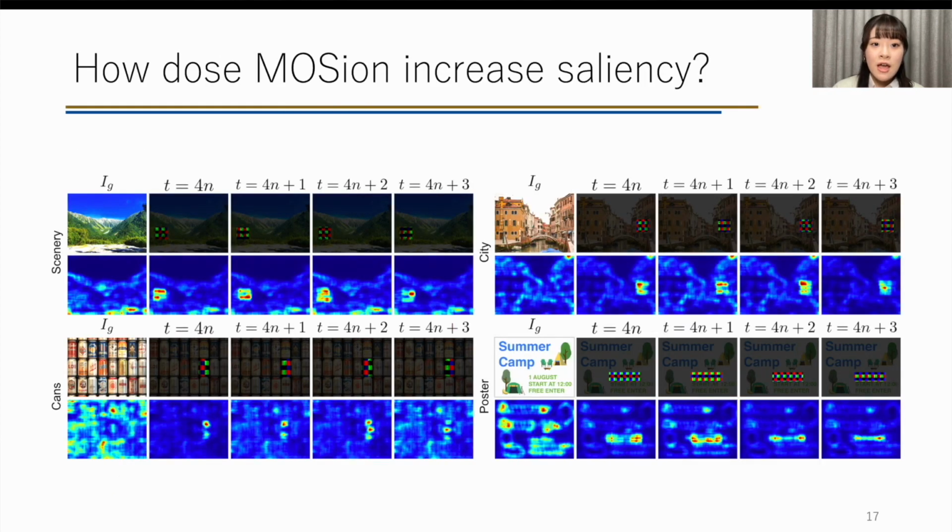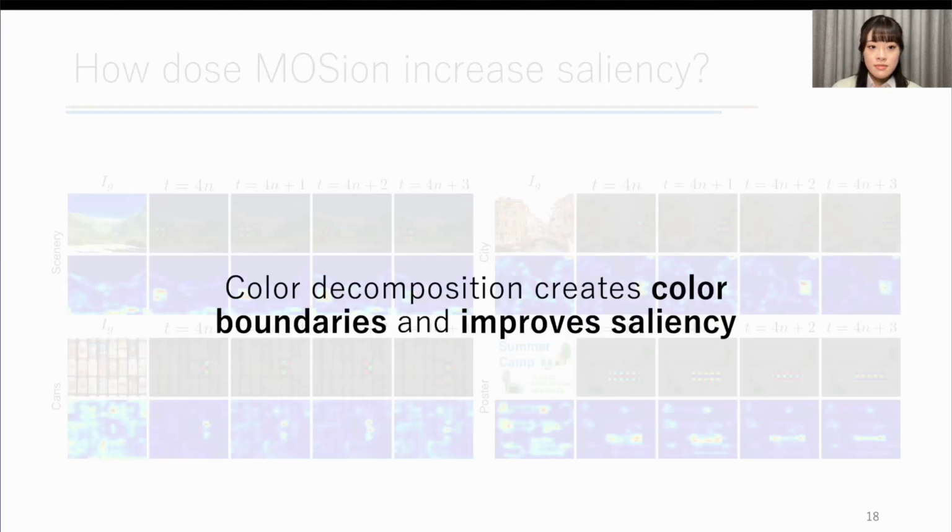Firstly, I'll show the evaluation result of how MOSion has the capability of controlling saliency in experimental conditions. As shown in these figures, the saliency around the mosaic patterns is enhanced compared to the original image. These evaluations suggest that color decomposition of MOSion creates color boundaries and improves saliency.